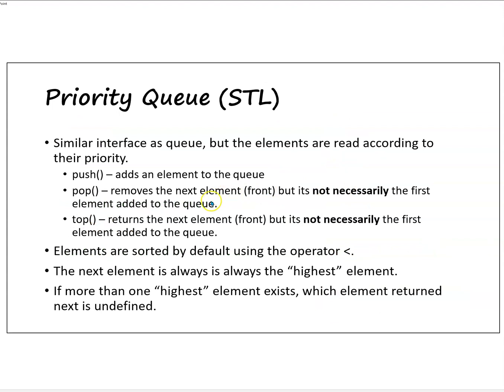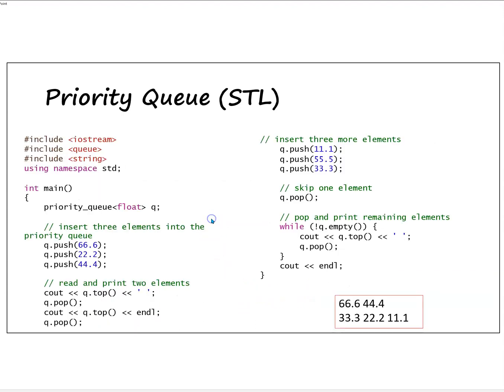So there's also the concept of a priority queue. It's a similar interface as a queue, but the elements are read according to the priority. Push adds an element to the queue, and pop removes the next element, but not necessarily the first element added to the queue. Top returns the next element. Elements are sorted by default using the operator less than. The next element is always the highest element, i.e. highest priority. If more than one highest element exists, which element is returned is undefined.